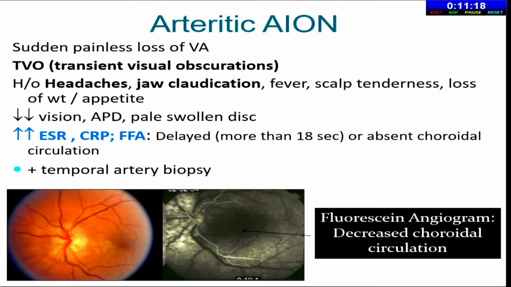There are very, very few emergencies that present to ophthalmology where somebody has to wake you up in the middle of the night and say, please do something for this. Trauma is, of course, one. Arteritic ischemic optic neuropathy is one such condition. Sudden onset loss of vision. Patients may have transient visual obscurations earlier.